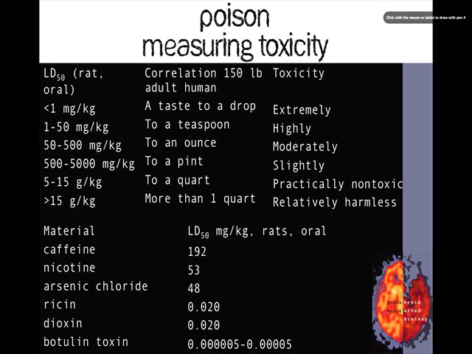So here they are, the LD50 in the rat and the oral dose, and its correlation to a 50-pound adult human. If it's less than 1 mg per kg, this is about a taste to a drop, and the toxicity is extremely toxic. As you can see, it goes up to relatively harmless, and these are some different materials. Caffeine has an LD50 of 192. Arsenic chloride has an LD50 of 48, and you can see ricin, dioxin, and botulinum toxin have very low LD50s, and these are extremely toxic.